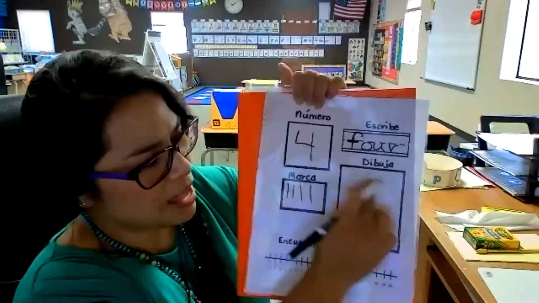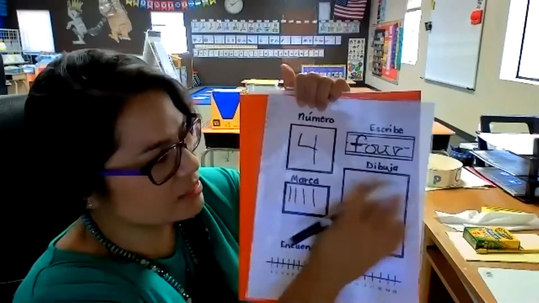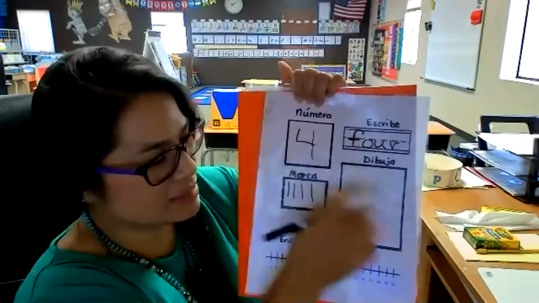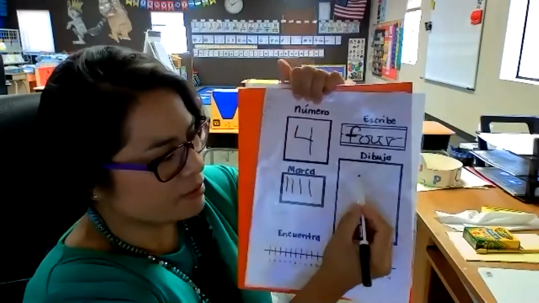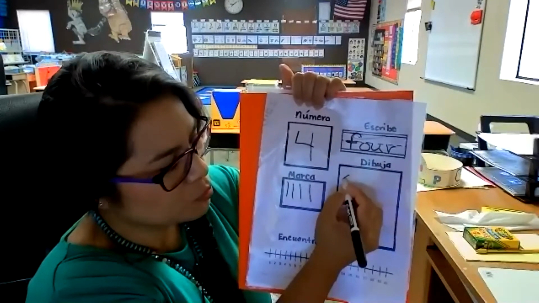Okay. Now we're going to draw. We're going to draw 4 things to show that's the number 4. Okay. Here we go. Let's do, how about we do smiley faces? 1.